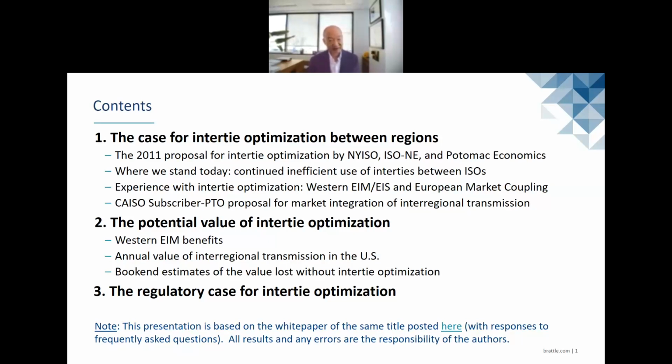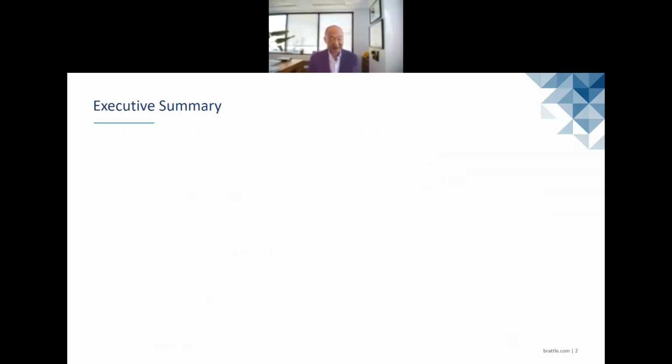Next, we'll discuss the potential value of intertie optimization. You're going to hear that there is a tremendous potential value to intertie optimization in improving market efficiency, promoting reliability, and new interregional transmission. Then we'll talk about the regulatory case for intertie optimization. Obviously, it doesn't do much good to have an idea, even a good one, if you can't make the regulatory argument in support of the idea. And finally, we hope to leave a lot of time for a robust question and answer period.